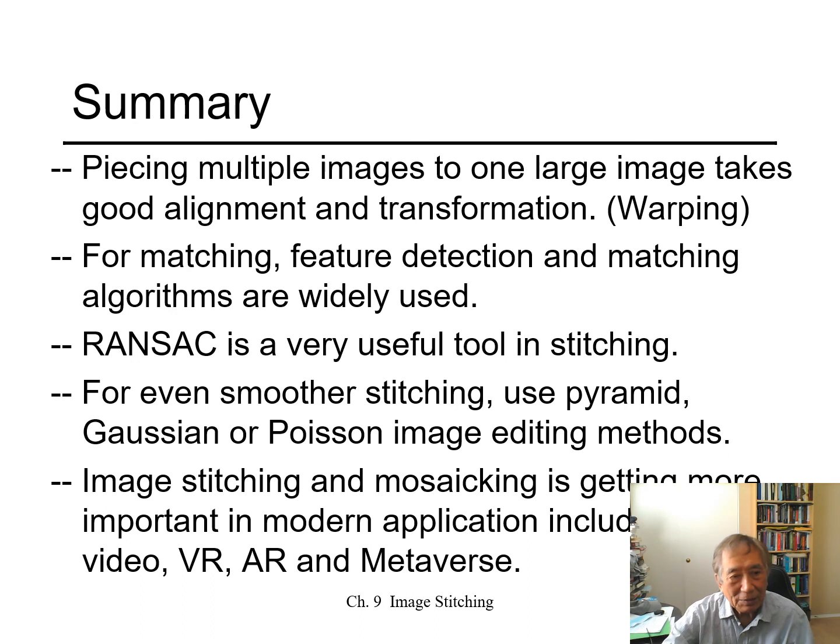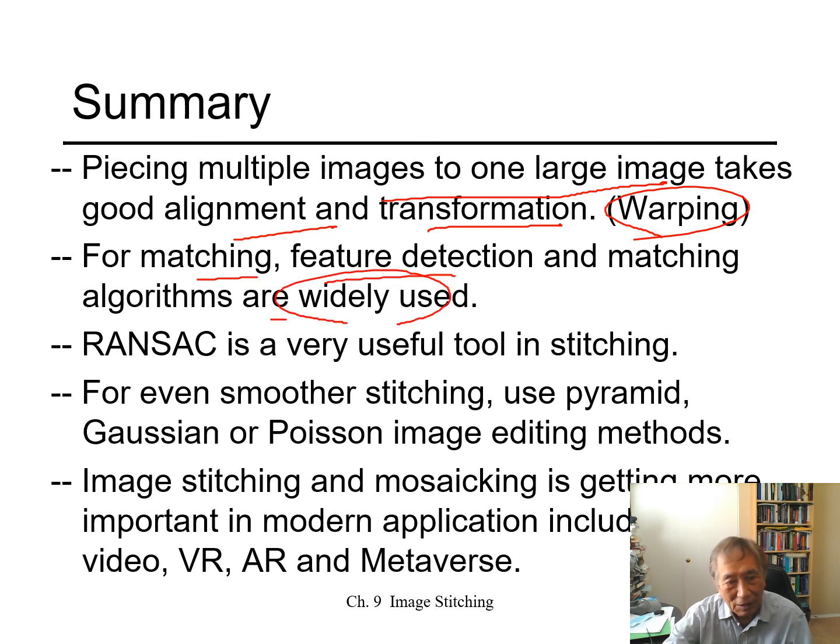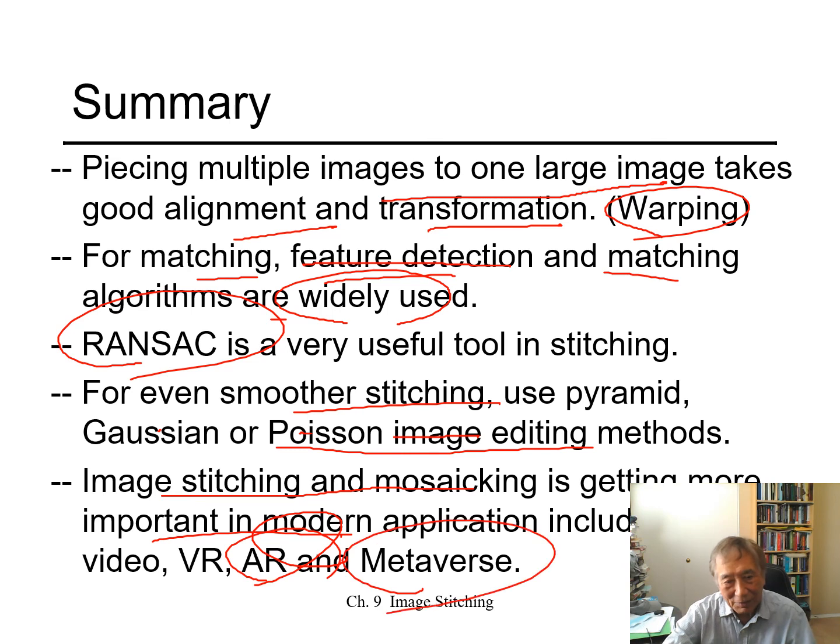So anyway, piecing multiple images into one image takes good alignment, transformation, warping, and matching. Feature detection and matching algorithms are used, and RANSAC is very useful. And even for smoother stitching, use panoramic Gaussian and Poisson image blending. Image stitching and mosaicing is even more important in using 360 video, AR, VR, and metaverse. That's an example of this application. So stitching gets very important for the new age of computer developments.